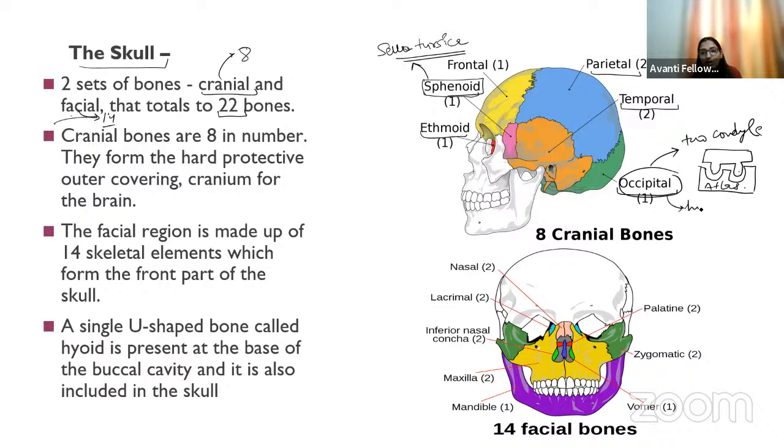The occipital bone also has a hole through which the brain exits as the spinal cord, and this hole is known as the foramen magnum.